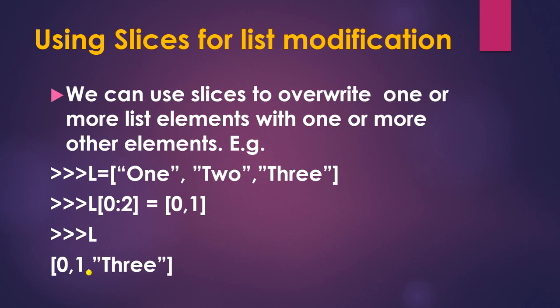Now next is using slices for list modification. So here we can use slices to overwrite one or more list elements with one or more other elements. The example is L is 1, 2, 3, L[0:2]. So the indexes from 0 to 1 it will replace with 0 and 1. And when you print it, it will replace 1 with 0, 2 with 1, and 3 remains as it is.